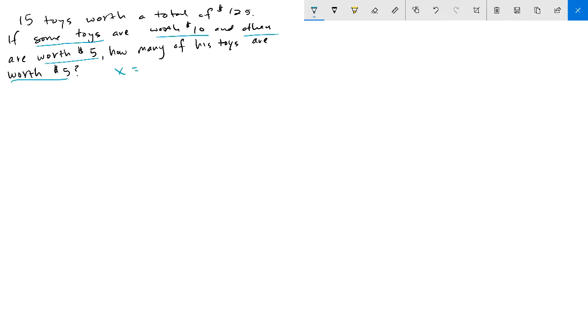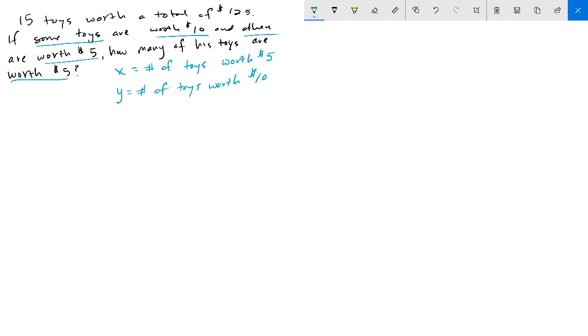So let's just arbitrarily say that our variable x will be the number of toys that are worth $5 each. And our variable y will be the number of toys that are worth $10 each. Now we can look at the problem and see that now all we have to do is figure out how those two relate to each other and solve for x. So it'd be really similar to number 2, a system of equations that we did in the video just previous to this. So now let's try and write equations using our variables x and y.